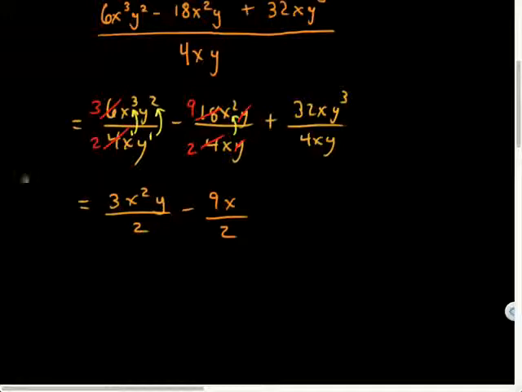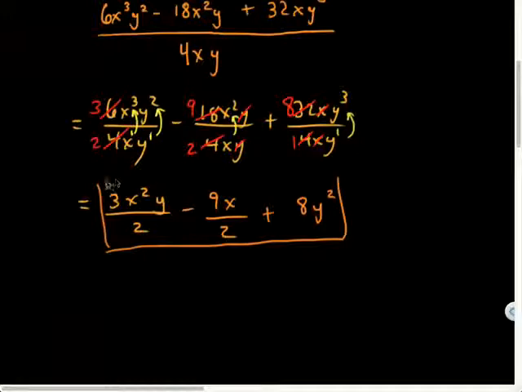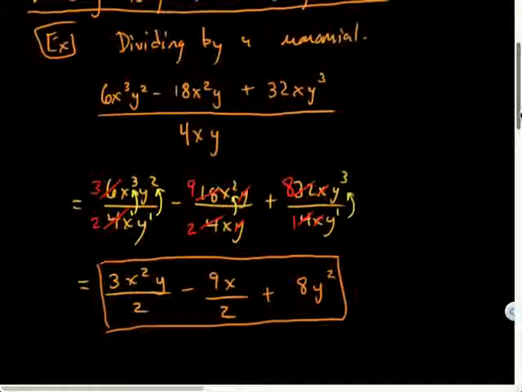And for the last one, between 4 and 32, 4 goes into 4 once, into 32 eight times. The x's cancel out this time. And the y's, subtract the little guy from the big guy. So I could have positive 8y squared. So that's one way you can do division, how you can divide by a monomial. It works okay, right?